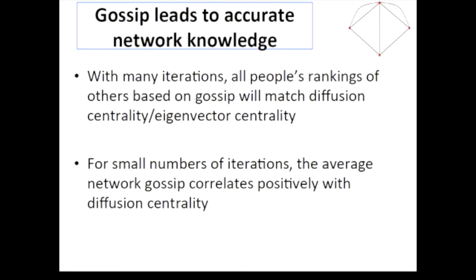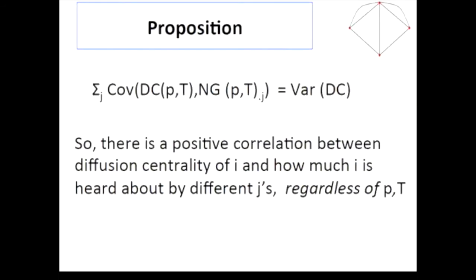In the short term, there's going to be a correlation, and each individual will be biased, but you can prove that the correlation of the average individual is going to be positive. So the covariance of the diffusion centrality measure and the network gossip is actually proportional to the variance of the diffusion centrality, and you can show that that's a positive number.